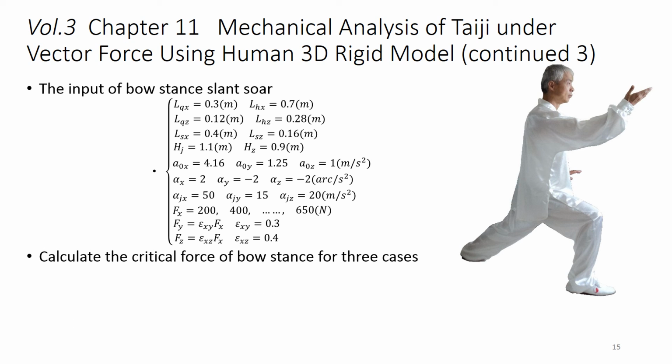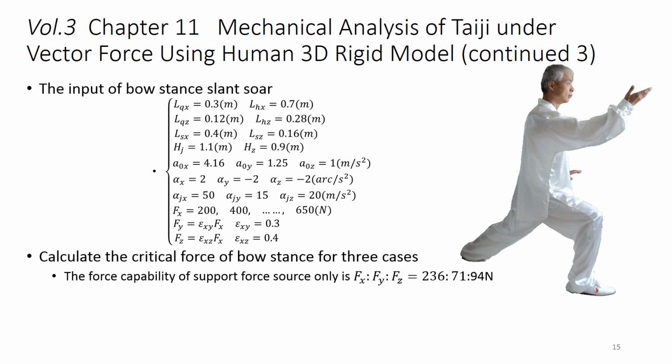Calculate the critical force of bow stance for 3 cases. The force capability of support force source only is Fx to Fy to Fz equals 236 to 71 to 94 Newton.